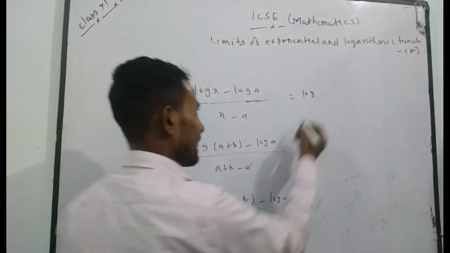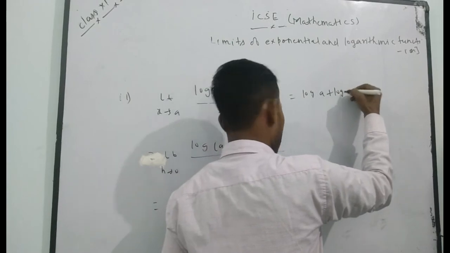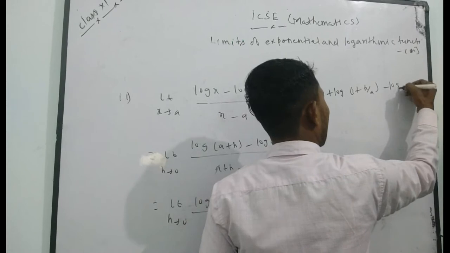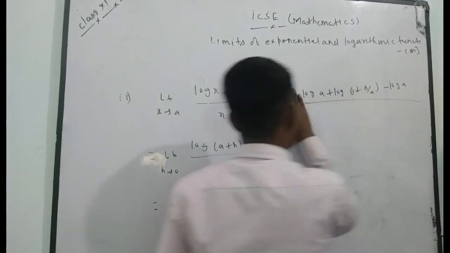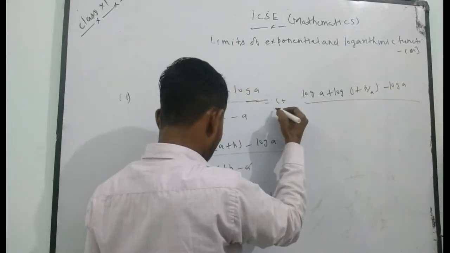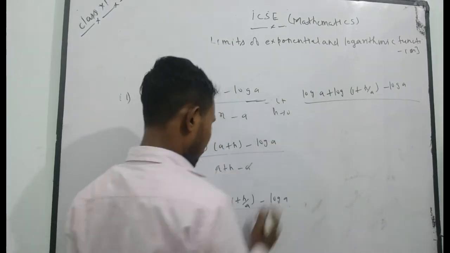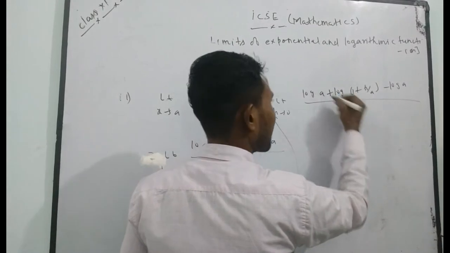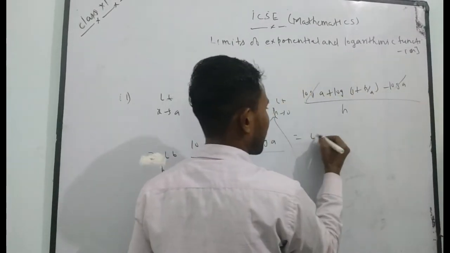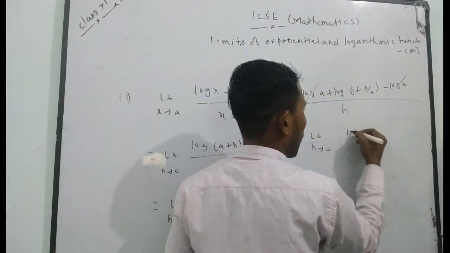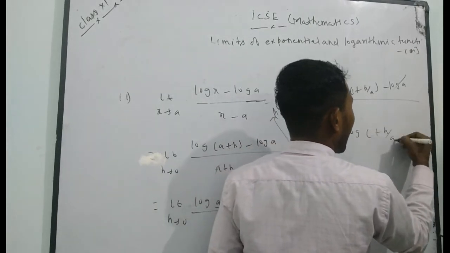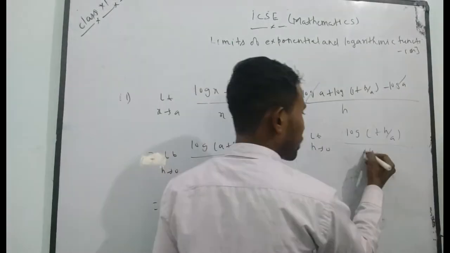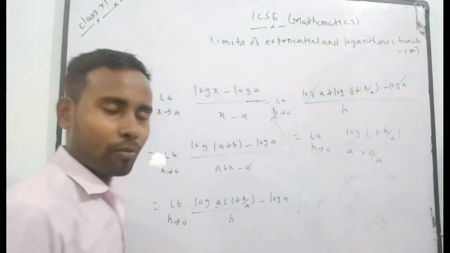So I want to write it as log a plus log 1 plus h by a minus log a, divided by h, limit h tends to 0. Here both terms cancel. Thereafter you get the limit as h tends to 0 of log 1 plus h by a, but there is only h, so I want to write h by a forcefully. In that case you have to take a again to balance it.